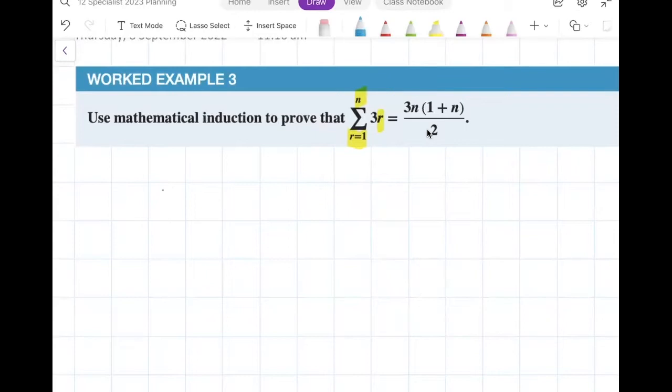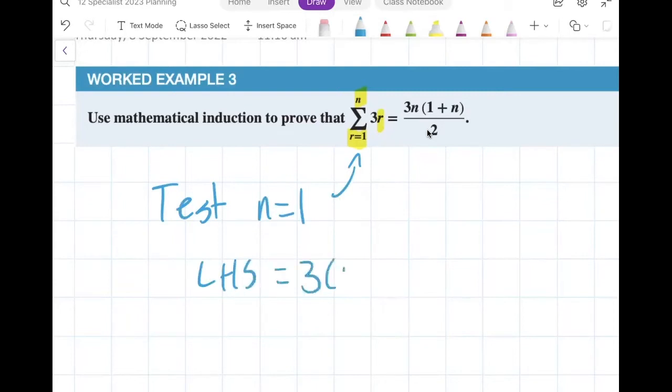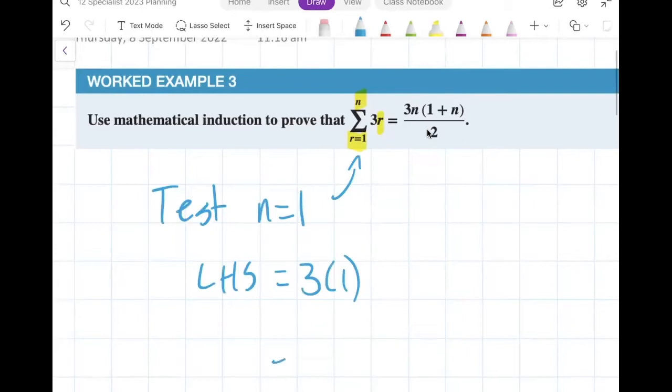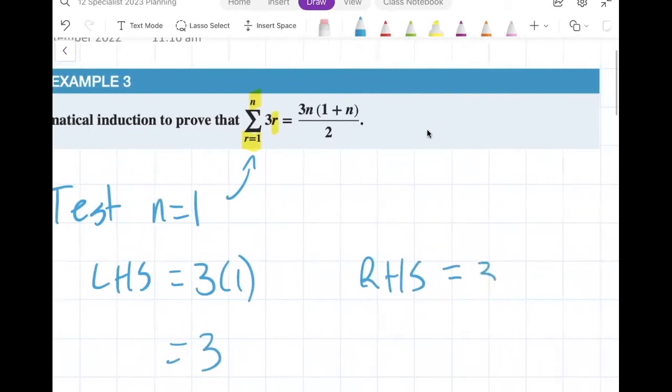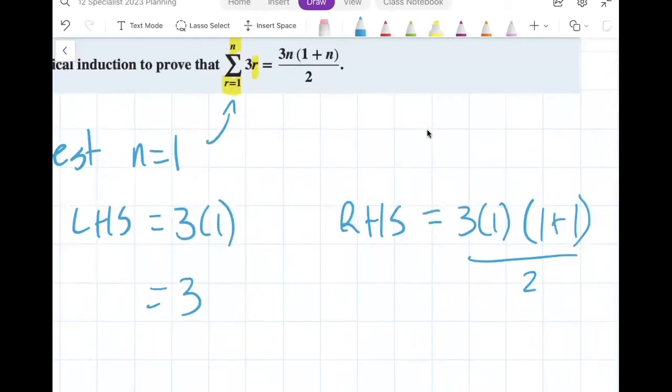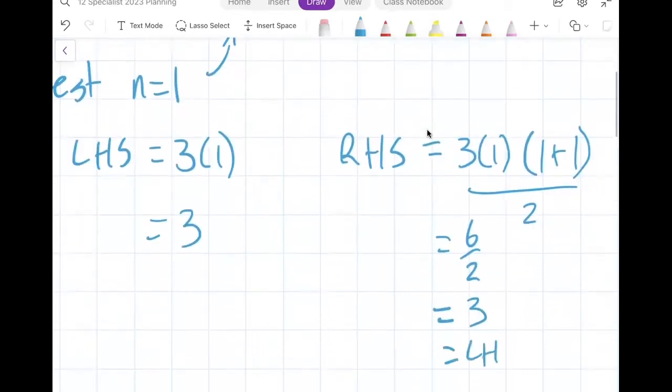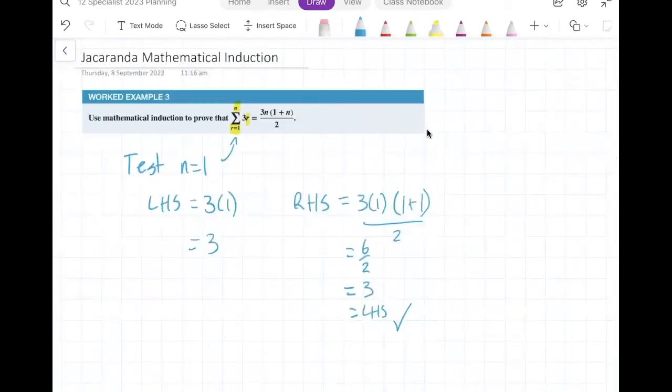So I still want to do my first step, which is to test for n equals 1, or to test my first term. Now, in this case, when n equals 1, r essentially equals 1. So my left-hand side is going to be equal to 3 multiplied by 1, which is simply just going to equal 3. On my right-hand side, that is going to be equal to 3 times 1, 1 plus 1, all over 2. That's going to be 3 times 2, which is going to become 6 over 2, which also equals 3, which equals my left-hand side. I've tested for n equals 1, and it's correct.